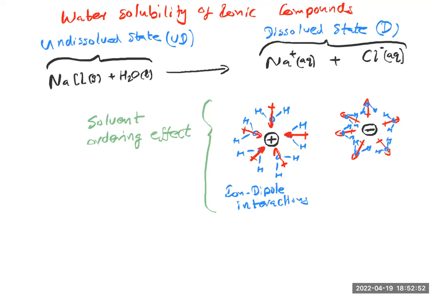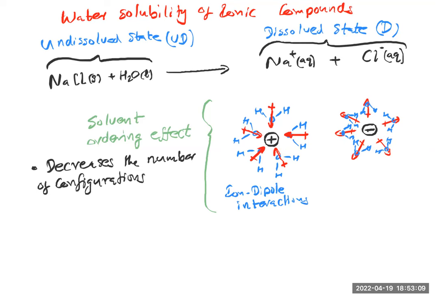The solvent ordering effect is going to decrease the number of configurations in water. This phenomenon decreases the number of configurations in water.